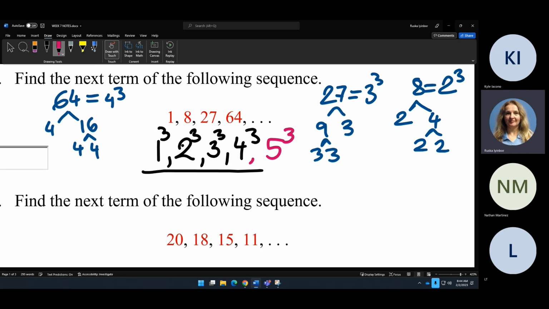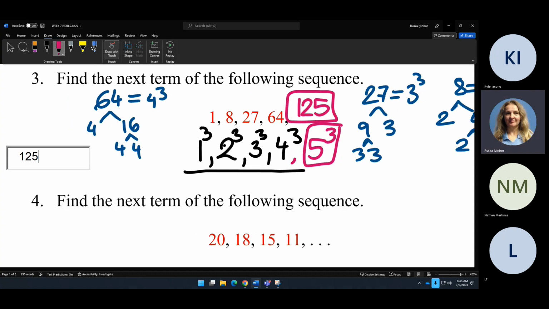That's the pattern. Now, what is 5 cubed? They want an answer, the number. 5 cubed is 125. So the answer here is going to be 125. Okay? Does everybody understand how we analyze the numbers? Yes, you break it down to see what's going on. It could be squared, cubed, fourth, fifth exponent, doesn't matter. You just break down the number and see what's going on. Got it? Any questions on number 3?